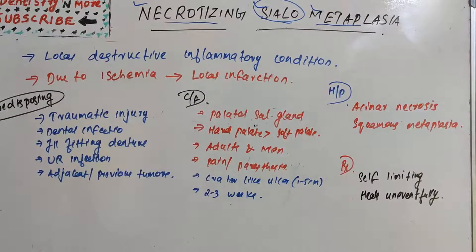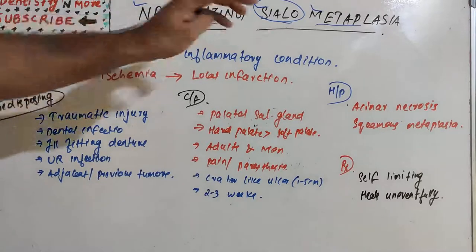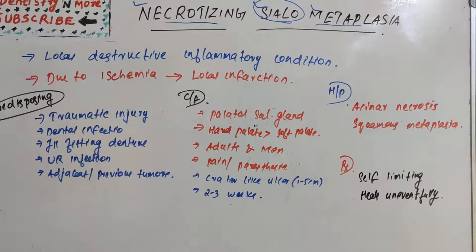We have seen hyperplasia, aplasia, dysplasia. Metaplasia is the beginning of a malignant transformation, the change of shape. So necrotizing sialometaplasia is an ulcer-like lesion which is present in the salivary gland. Let's see the details of necrotizing sialometaplasia.